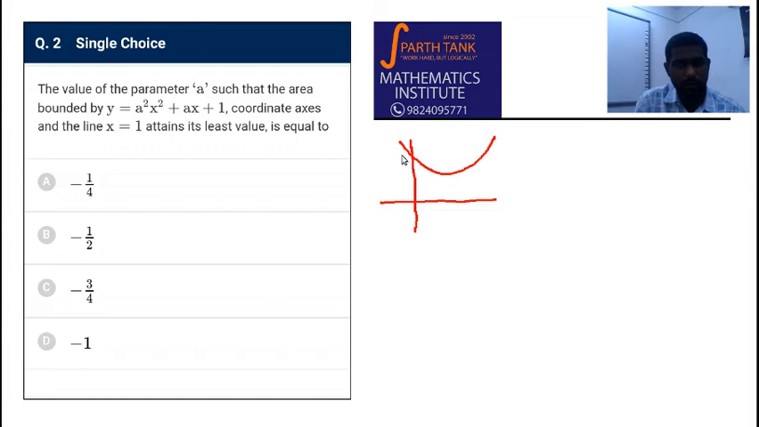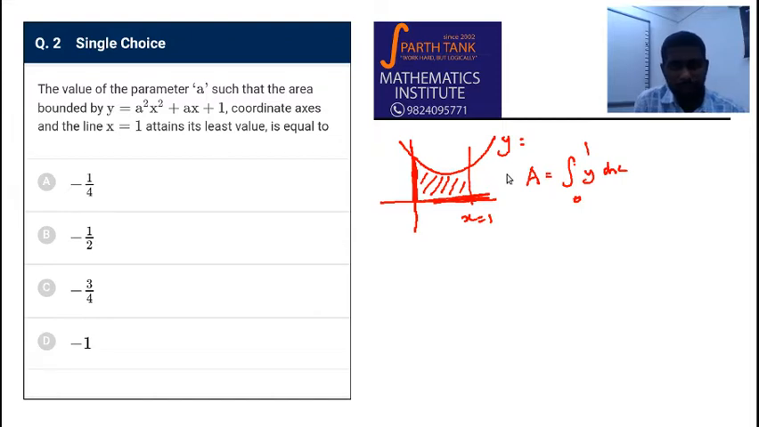Now they are speaking about the area bounded by this curve y, the coordinate axis, so this area, and x is equal to 1. So this area is how much? Basically it is integral, the area is integral y dx from 0 to 1. The question is, for what value of a will this area be minimum? Okay, so let us find the area first. What will be the area? The area is integral 0 to 1, y is given as a squared x squared plus ax plus 1 dx.